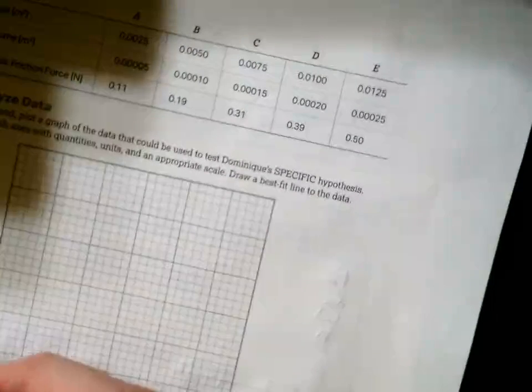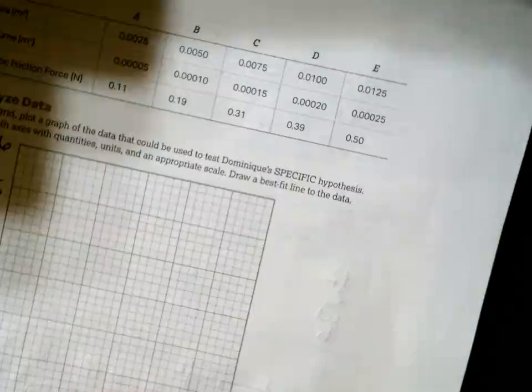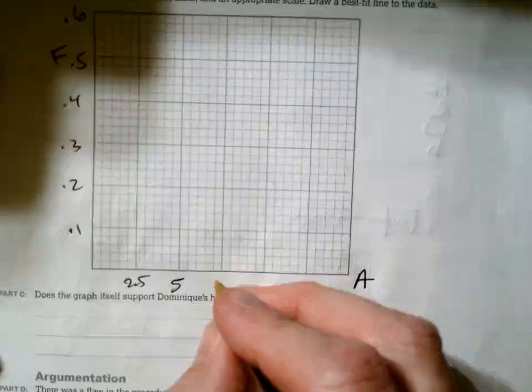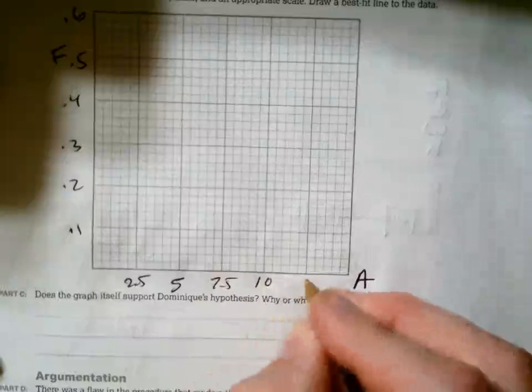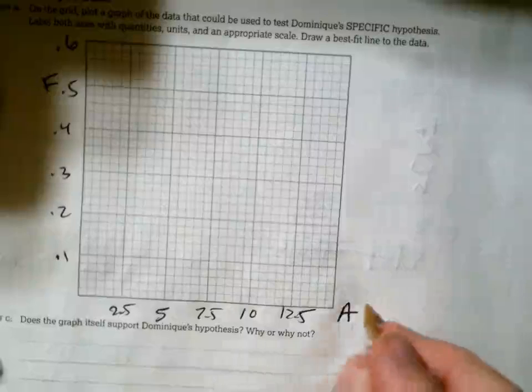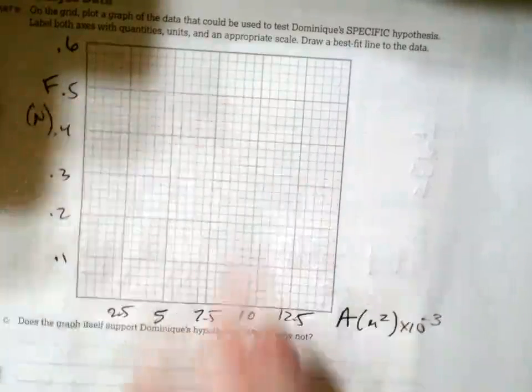And this could be 0.1, 0.2, 0.3, 0.4, 0.5, 0.6. This would be 2.5, 5, 7.5, 10, 12.5. And this is the area in square meters times 10 to the negative third. And this is the force in newtons.